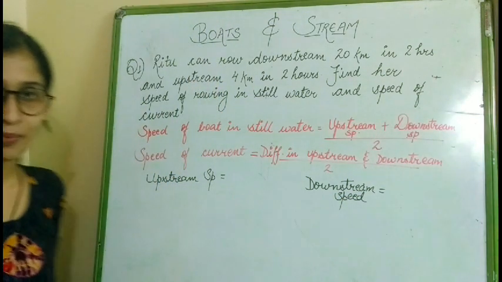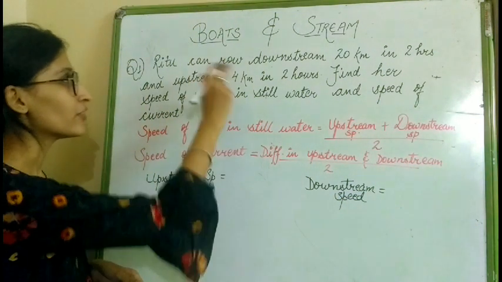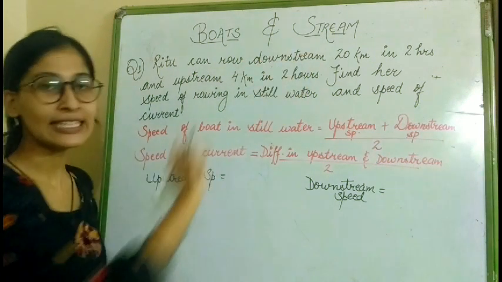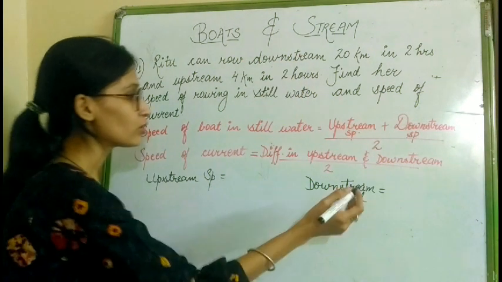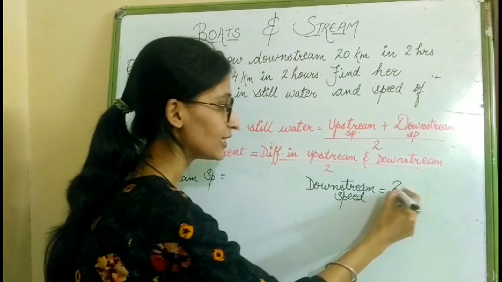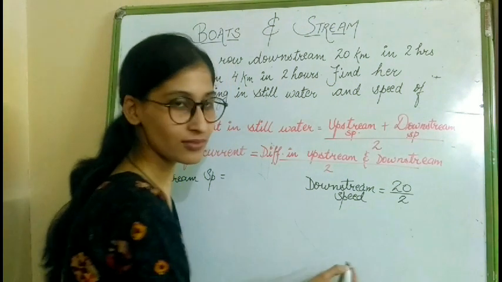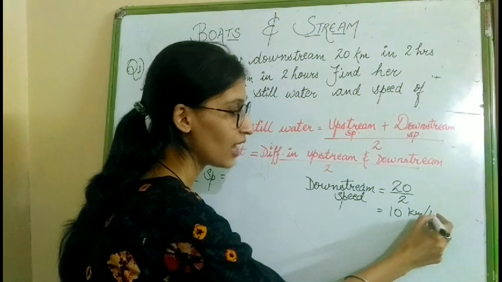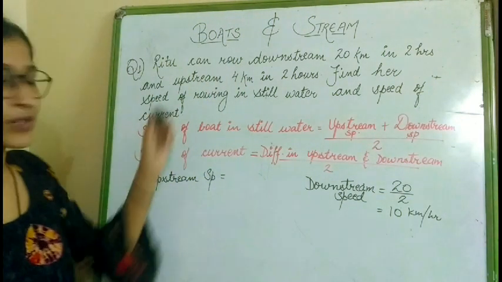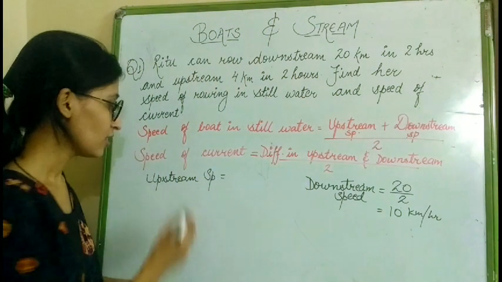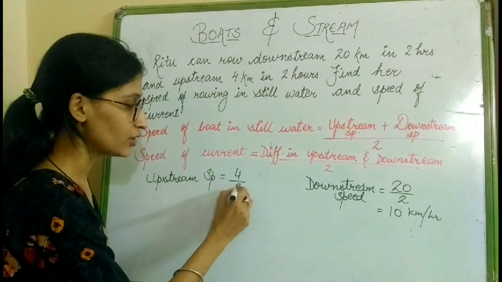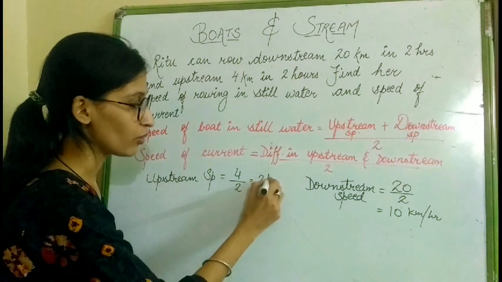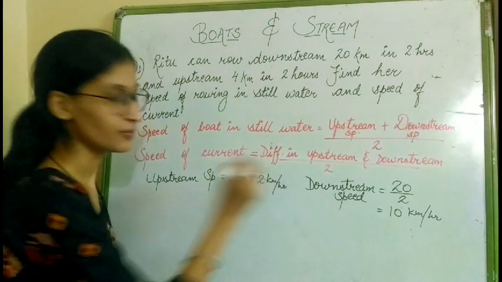Speed will be distance upon time. Here it is written, Ritu can row downstream 20 km in 2 hours. So downstream speed will be 20 upon 2. That will be 10 km per hour. Next, upstream 4 km in 2 hours. So 4 upon 2. That is 2 km per hour.